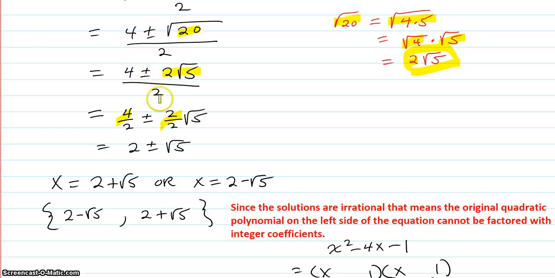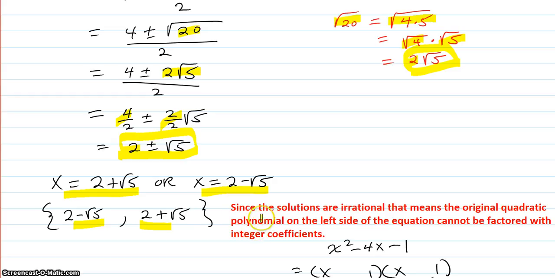2 goes into both. And then 4 divided by 2 is 2. 2 divided by 2 is 1. So here you have this, and then you write them separately. X is 2 plus square root of 5, or x is 2 minus square root of 5. So there's a solution set.